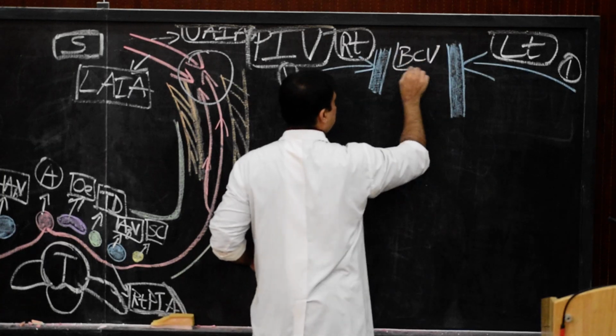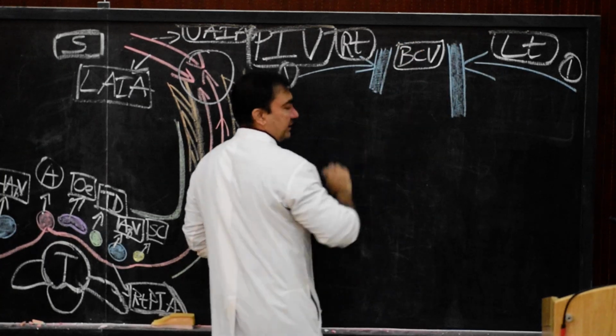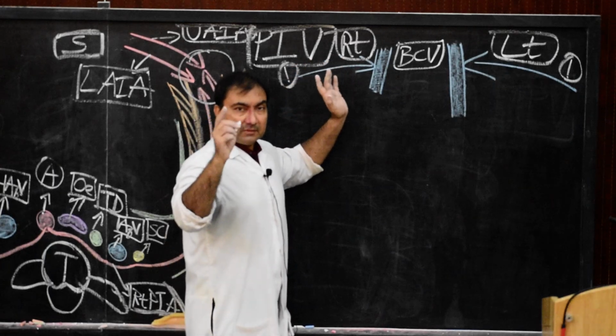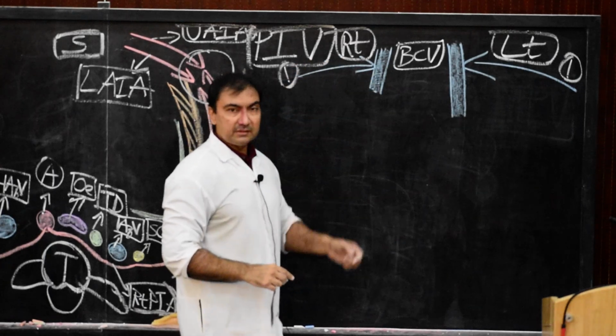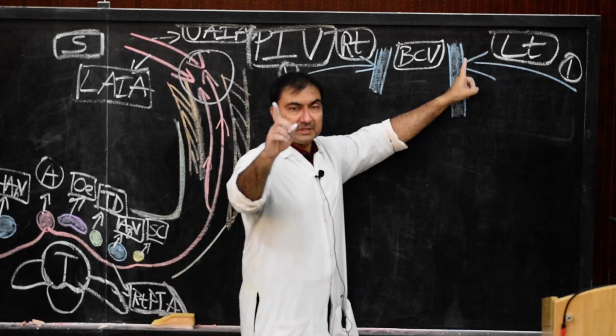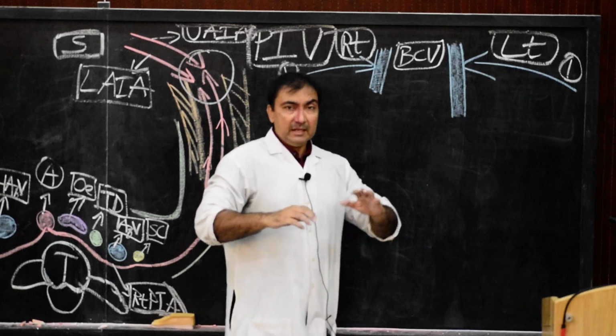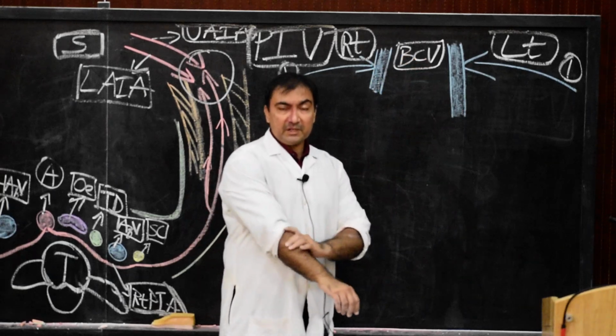Brachiocephalic vein, right and left. So the right first posterior intercostal vein will drain into right brachiocephalic vein, and the left first posterior intercostal vein will drain into left brachiocephalic vein. Very clear? These are asked as MCQs or 1 mark question answer.